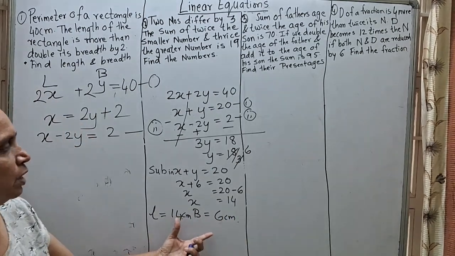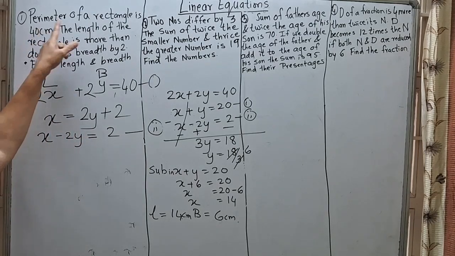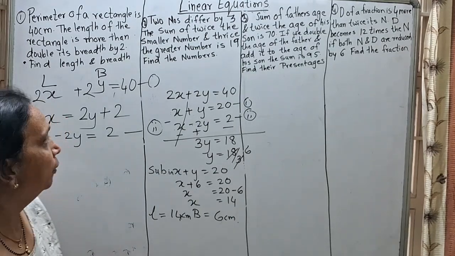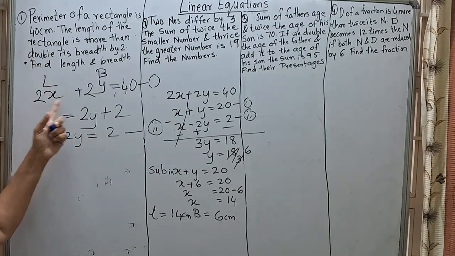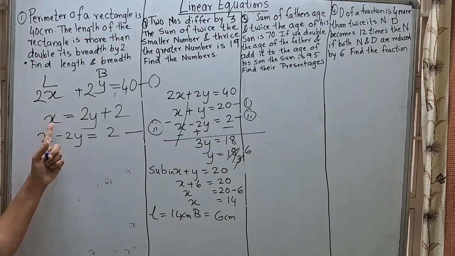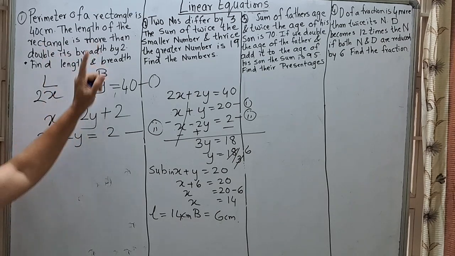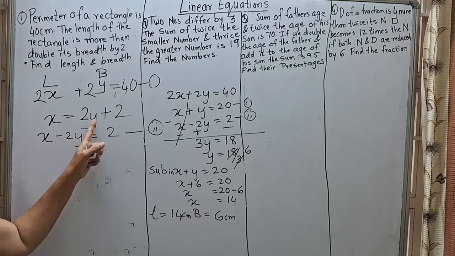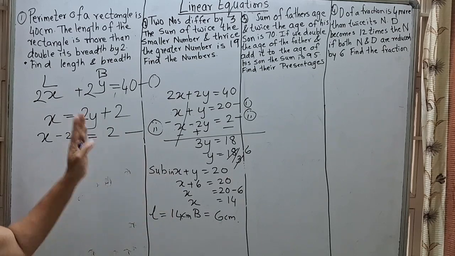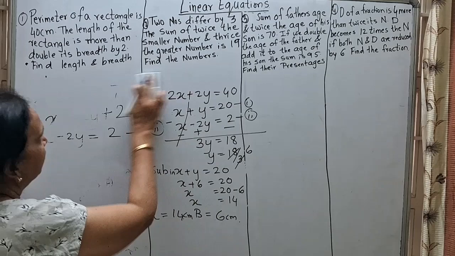So this is how we have solved the sum. What is important in this sum? You should know the formula for perimeter, which is 2 length plus 2 breadth. As per the condition we have written it. Then the length of the rectangle, which you have to consider as x, is double its breadth, so by 2, plus 2. So this is how we got the first sum. Now we take the second one.